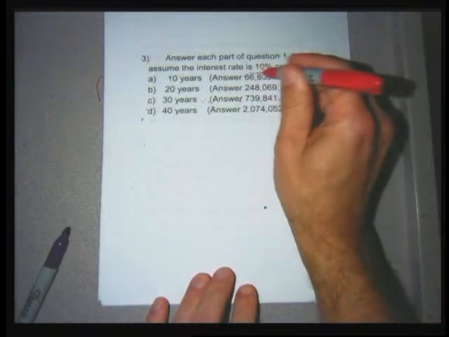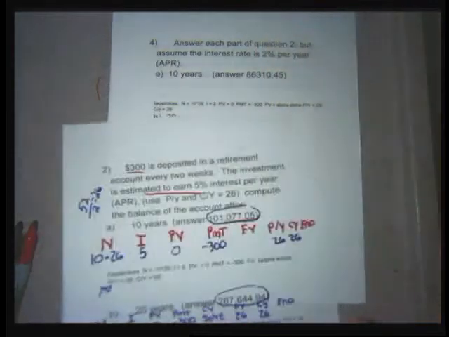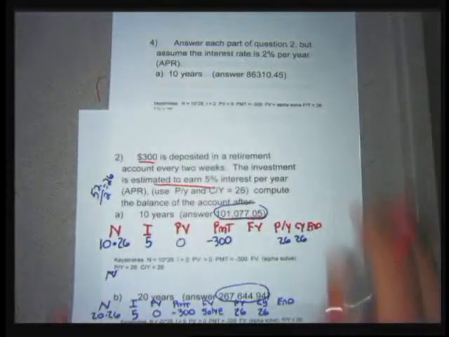Similarly, problem 3 is going to fit real nicely with problem 4, and problem 3 is supposed to illustrate how the interest rate makes a difference. So the interest rate's a lot higher in problem 3 than it is in number 1. Similarly, the interest rate's going to be a lot lower in number 4 than it was in number 2. So I'm just going to show you. I'll do maybe 2 of these.